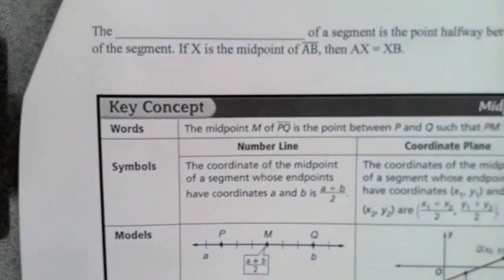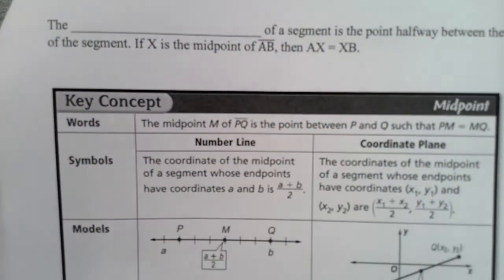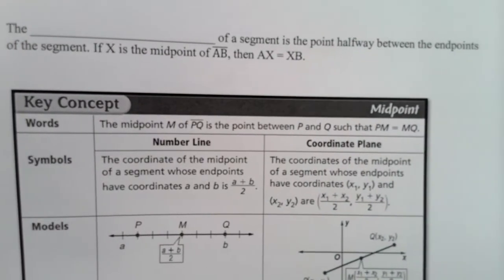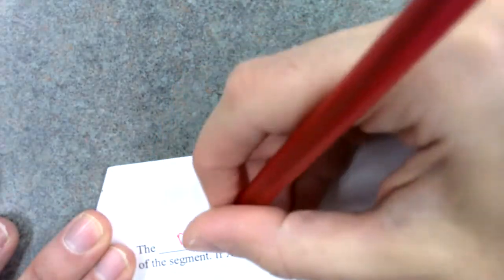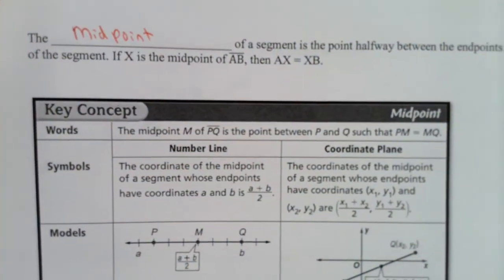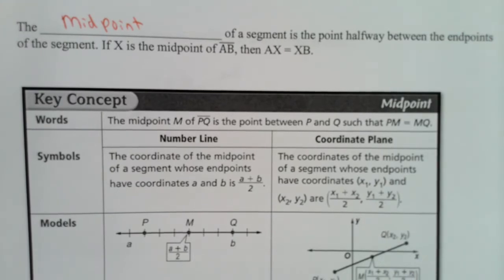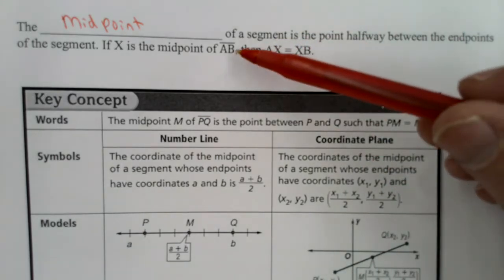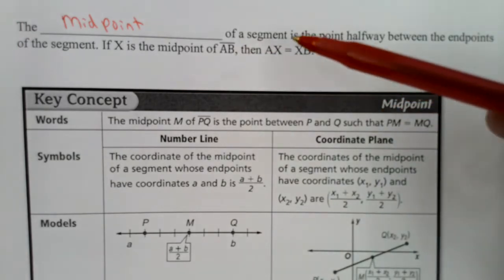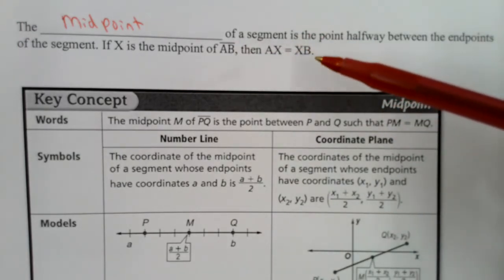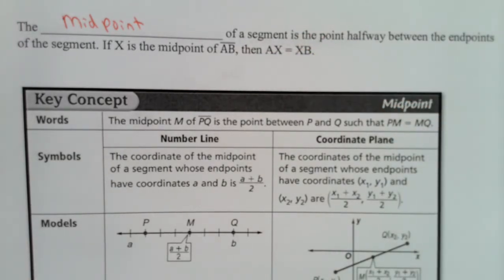Okay. This definition is midpoint. The midpoint of a segment is the point halfway between the endpoints of the segment. If X is the midpoint of a segment, meaning if X is halfway in between the segment, then you can say that AX, the first half, equals XB, the second half.